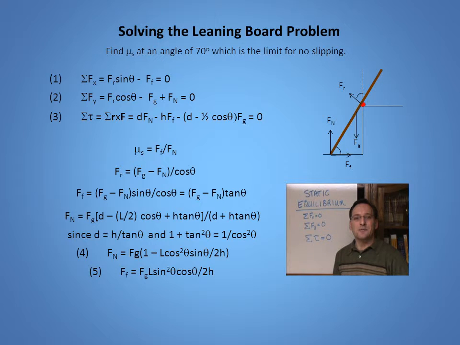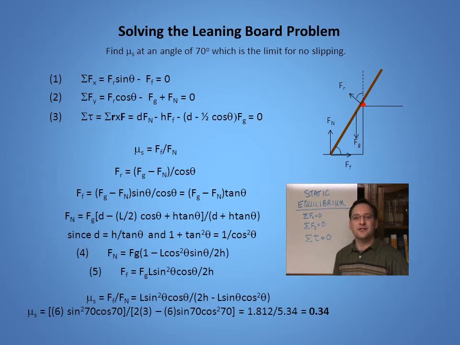Now we can find mu sub s. That's going to be that force of friction divided by the normal force, those two equations we just found, equations number 5 and number 4. We get the final expression then for mu sub s is going to be L sine squared theta cosine theta divided by that whole quantity 2h minus L sine theta cosine squared theta.